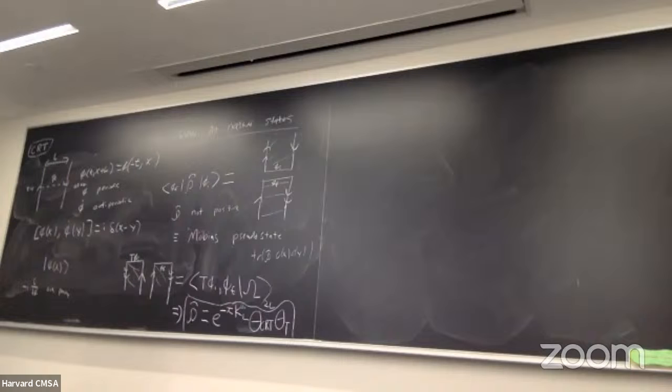Yes. And are you building in that flipping the sheets is complex conjugation? Yeah, that has to do with whether you gauge T or CT. So that's a choice you can make.